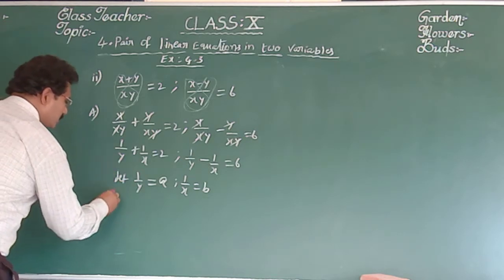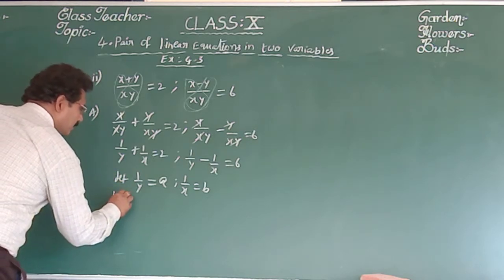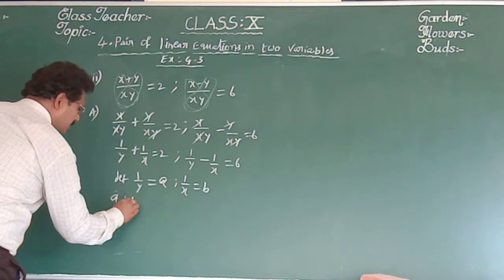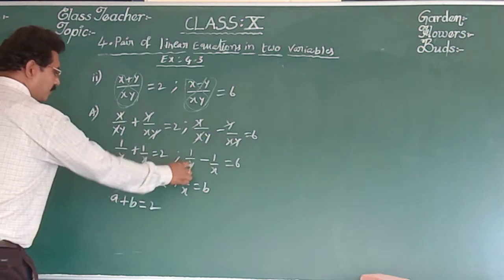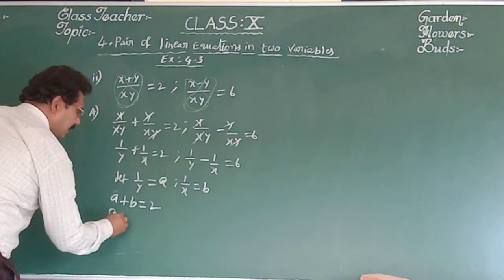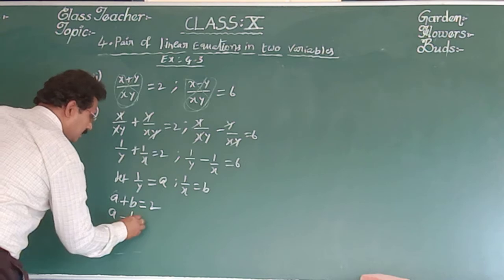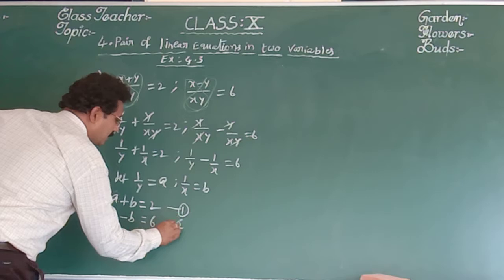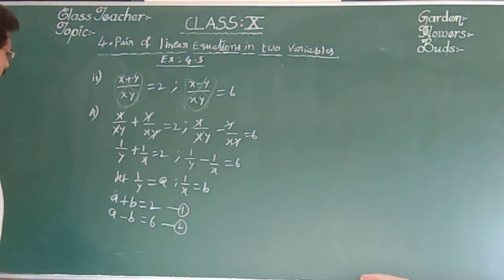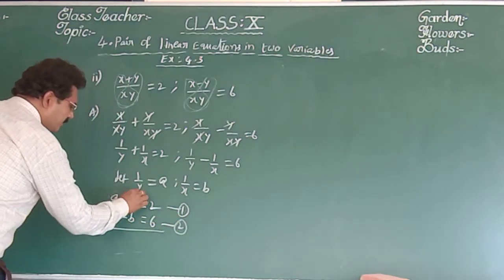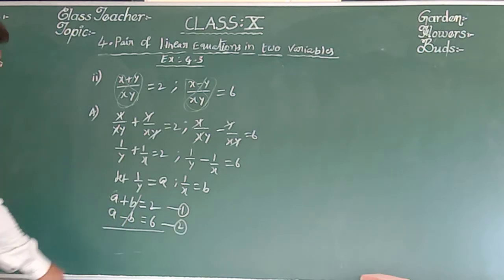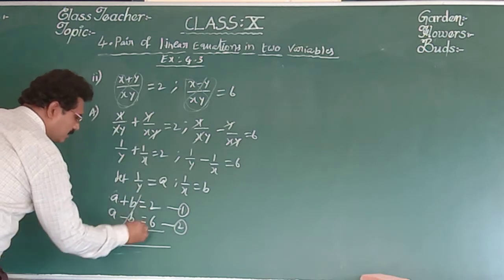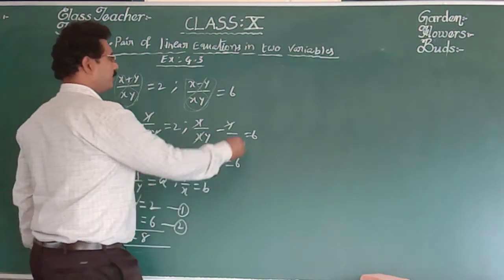Now, substitute: 1 by y is a, so a plus b is equal to 2, and 1 by y is again a, so a minus b is equal to 6. This is called equation number 1 and equation number 2. Add these two equations: b minus b gets cancelled. Add a plus a, 2a is equal to 6 plus 2, 8.